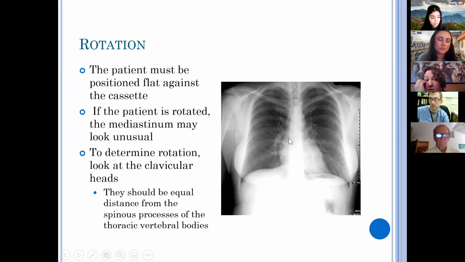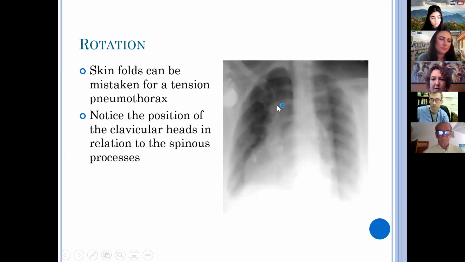The next term we're going to talk about is rotation. It's very important that the patient is placed flat against the cassette when you're getting the X-ray. If the patient is rotated, the mediastinum or the structures in the middle of the chest may look unusual. The best way to look at that is to look at the clavicular heads. The clavicular heads, which are up here and over here, should be equidistant from the spinous processes. So here's the spinous processes, and they should be about the same. Now, if this one is here and this one's up here, then the patient is likely rotated. And that you can see here. You can see this clavicular head here and this one over here.